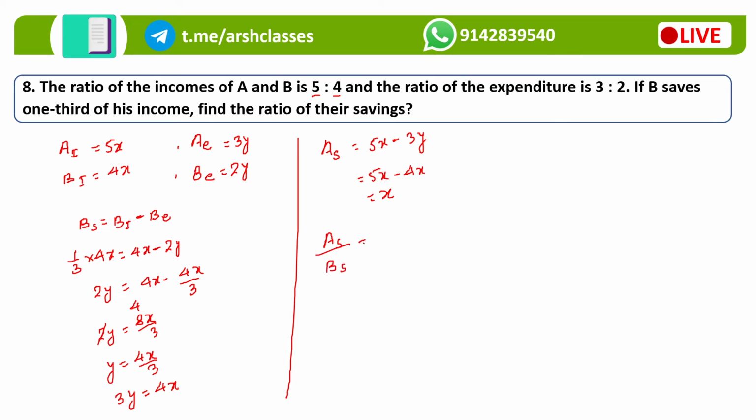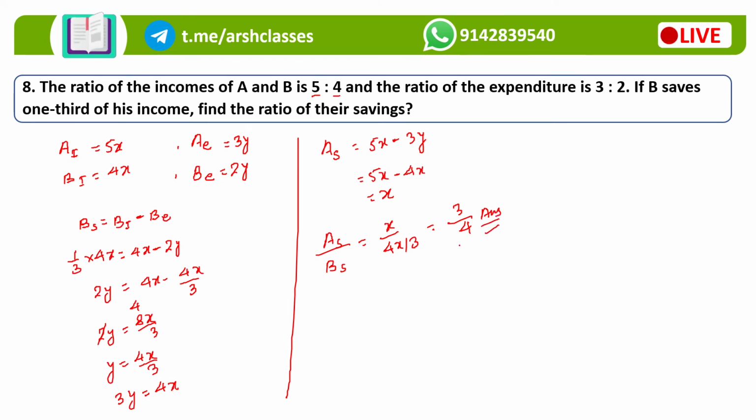Keep in mind, we need to calculate A's savings upon B's savings, not B upon A. Why? Because whatever the ratio mentioned in the question is A to B. So A's savings to B's savings: A's savings becomes X and B's savings is 4X upon 3. Take this 3 to the numerator side, and you will get 3 upon 4. The correct answer is B.